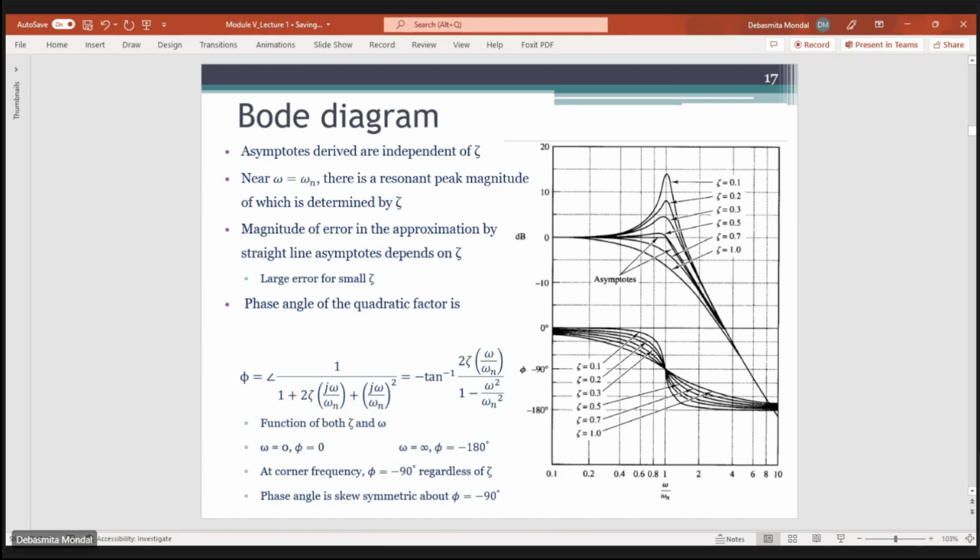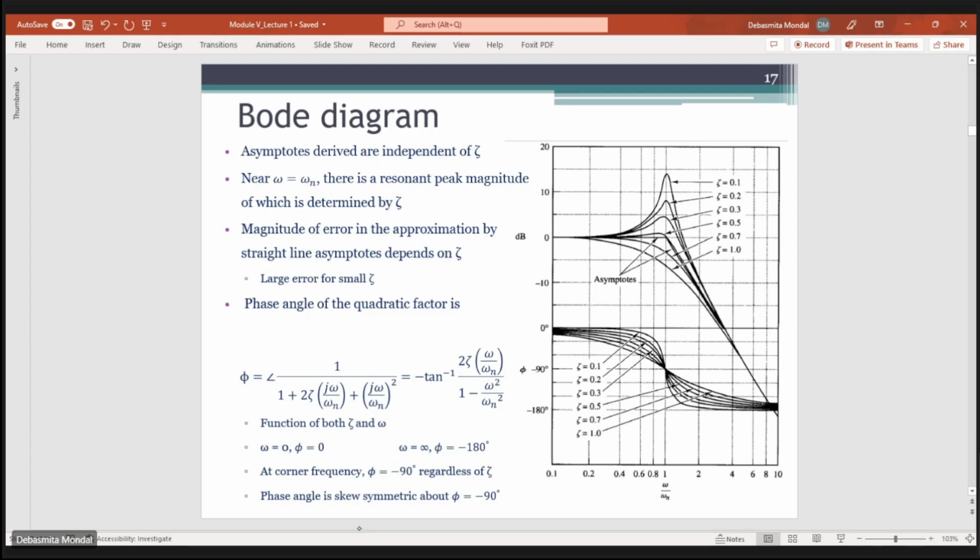But in reality, when you are drawing the exact Bode diagram, the value of the magnitude plot at omega equals omega n, that is at the corner frequency, is dependent on the value of zeta.